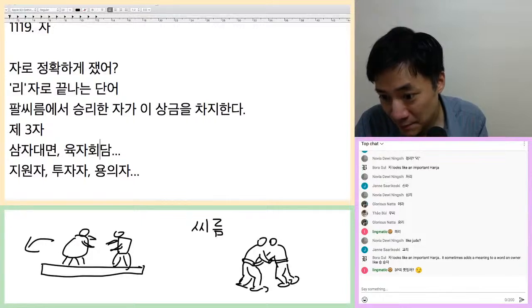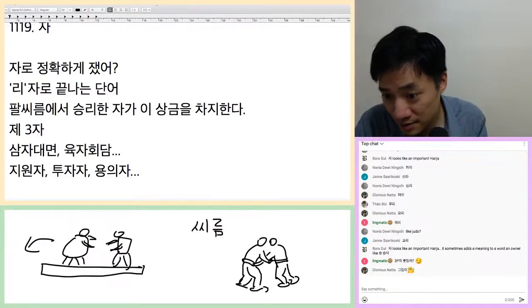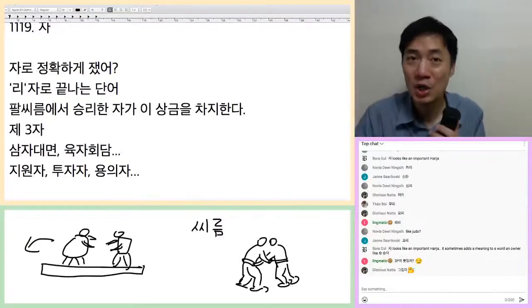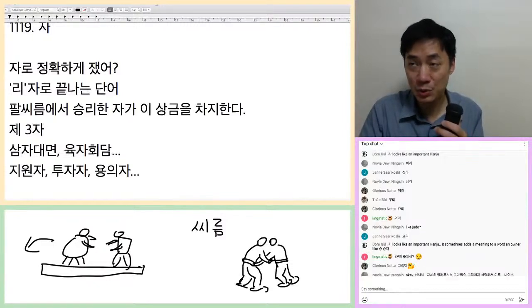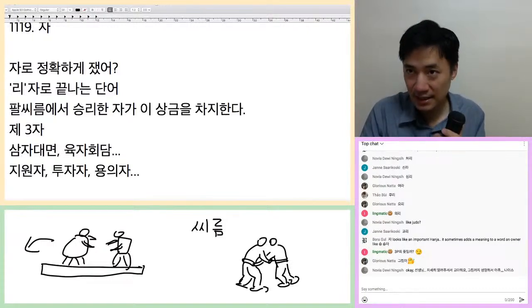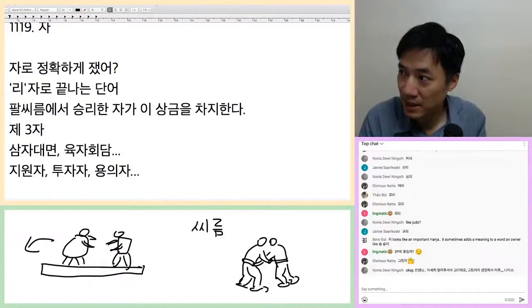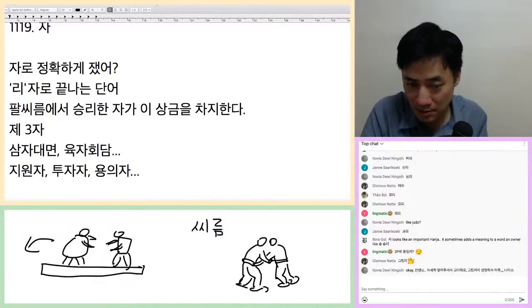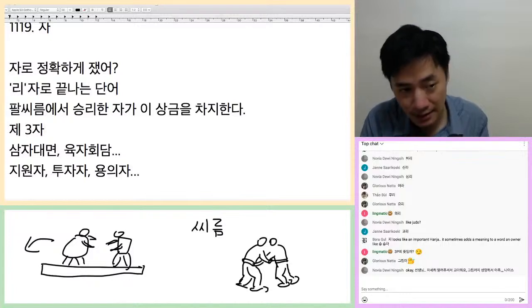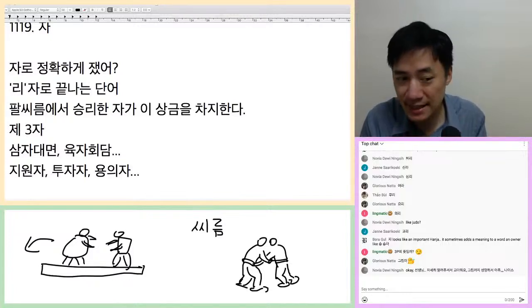자 looks like an important 한자. It sometimes adds meaning to a word, like 승자. 승 is like victory, so 승자 is a person who wins. And 대표 can be like representative or CEO, so 대표자 is a person who represents a company or something like that. 대표자. What else? 자 can be like that too.